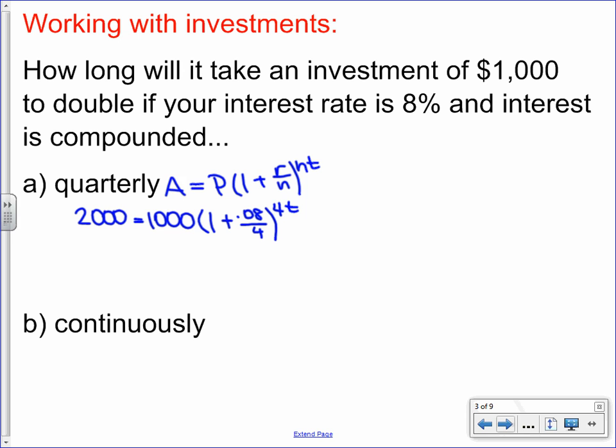Since our variable is in the exponent, we have to get that piece by itself before we can rewrite it. So what should our first step be? Divide by 1,000. Should I leave this as 1 plus 0.08 over 4? No. We can probably rewrite that as what? Stop using your calculator. What's 0.08 divided by 4?